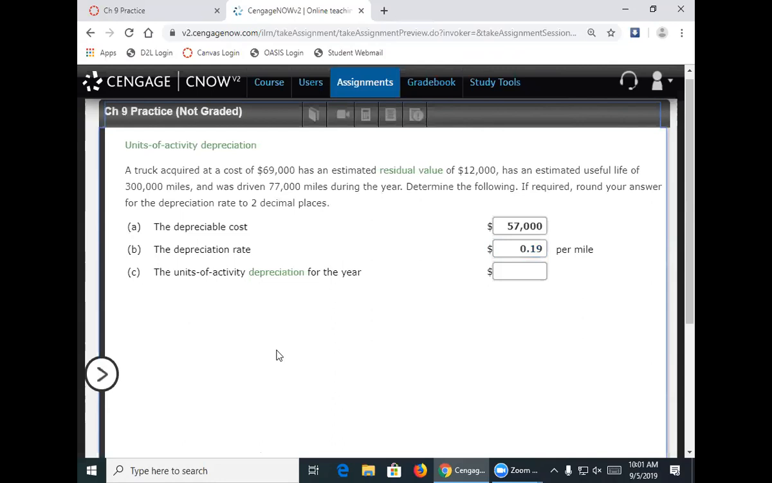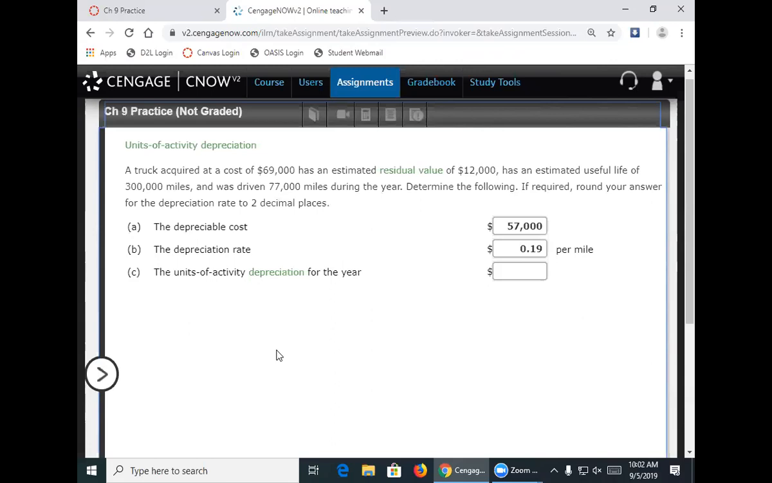So we just divided there. With units of activity, you first have to calculate depreciation per unit of activity. In this case, it's miles, so depreciation per mile. How would I calculate the depreciation for this year? You'd multiply it. How many miles did we drive it during the year? 77,000. So for this year, we used it 77,000 miles times the depreciation rate of 0.19.